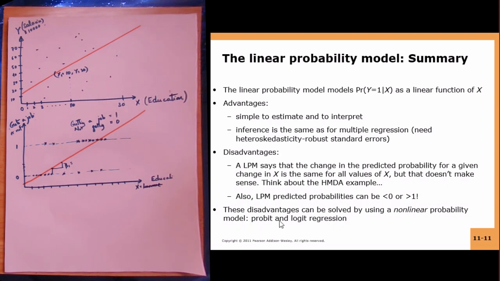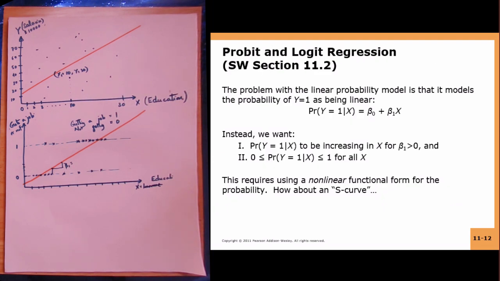And what are these non-linear models? They are known as the probit model or the logit regression. Probit regression or logit regression. So we will talk about these now. So, probit and logit regression: with the linear probability model, you are modeling the probability of y equals 1 as a linear function of x. Instead, you want the probability to be increasing in x.